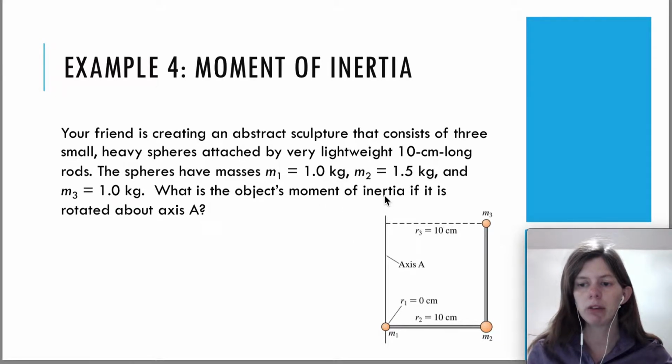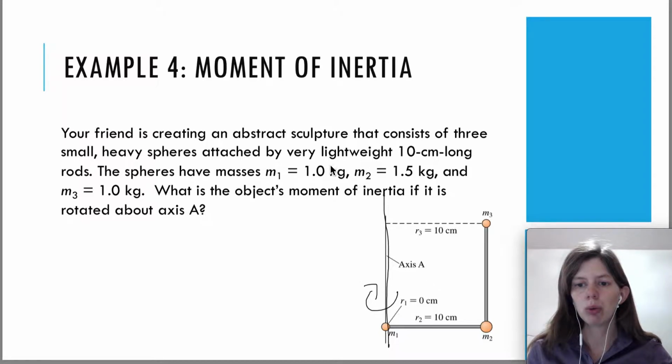So axis A is shown right here, and that means the object is rotating about this axis. It could be rotating this way or this way. It doesn't matter, but that's what you want to visualize. If it were rotating this way, this whole thing is coming out of the paper to the left and then into the paper that way.